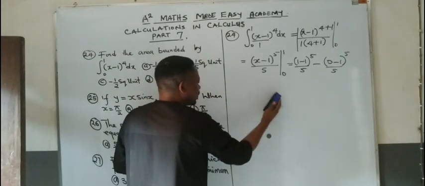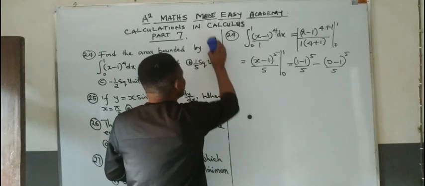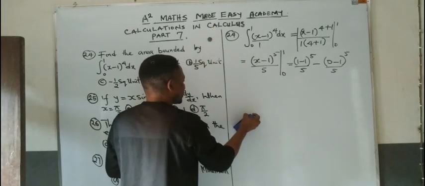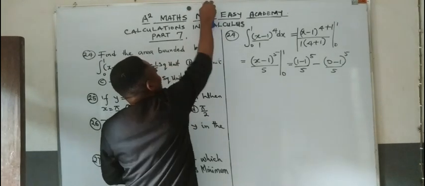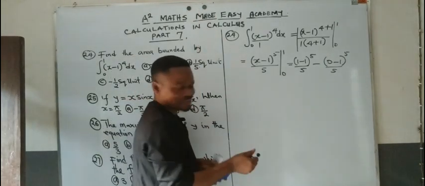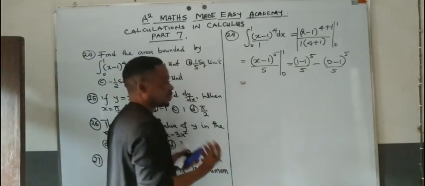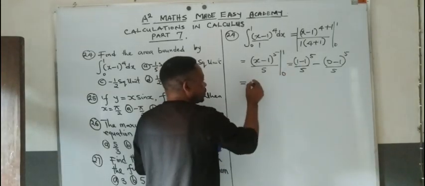Are you with me now? The answer is visible already. I want you to understand something here. Watch. It will now give us 1 minus 1 is 0, right? And 0 raised to the power of 5 is 0. And 0 over 5 will give you 0.